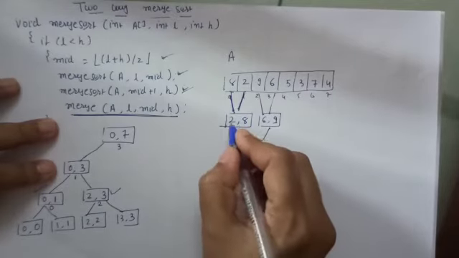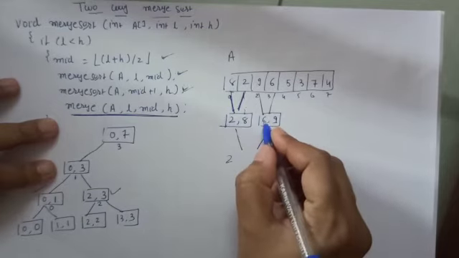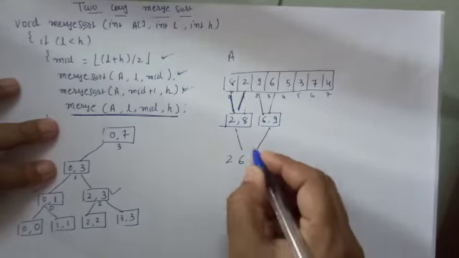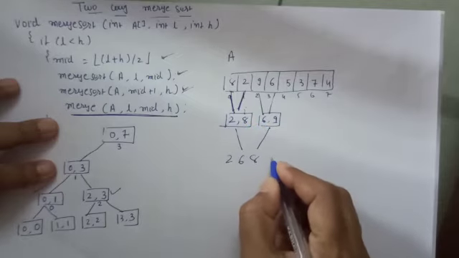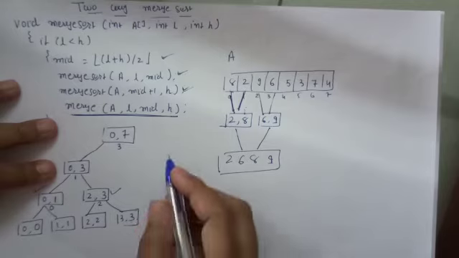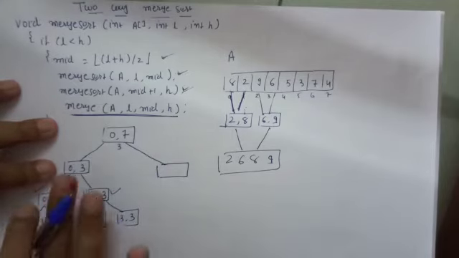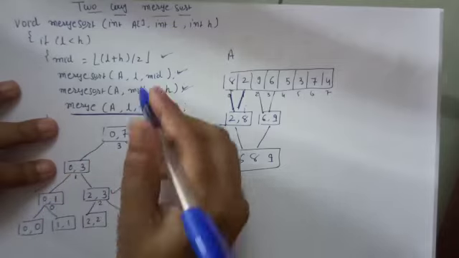So it will compare i and j. So 2 would be copied, i would be incremented. 8 and 6 would be compared, so 6 would be copied, then 8 and then 9. This procedure we have already discussed. Okay, now for this 0 to 7 call, we have completed the left side.